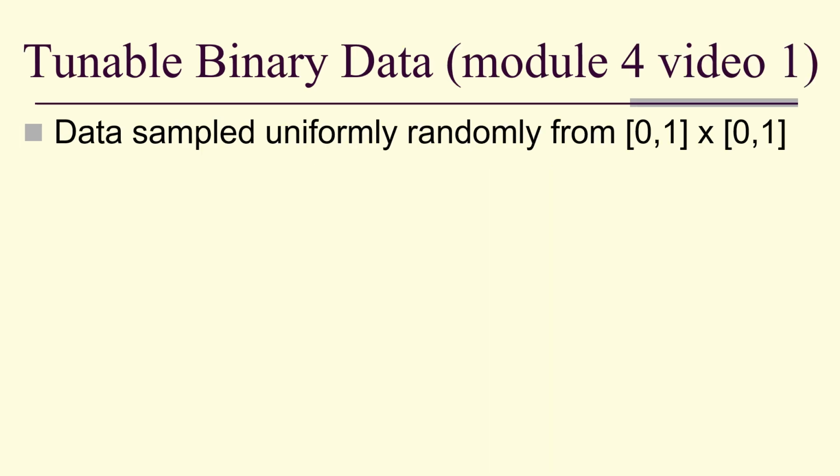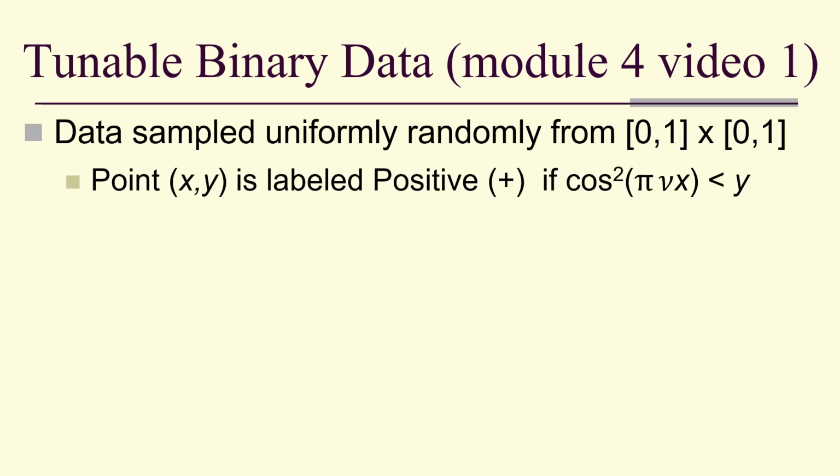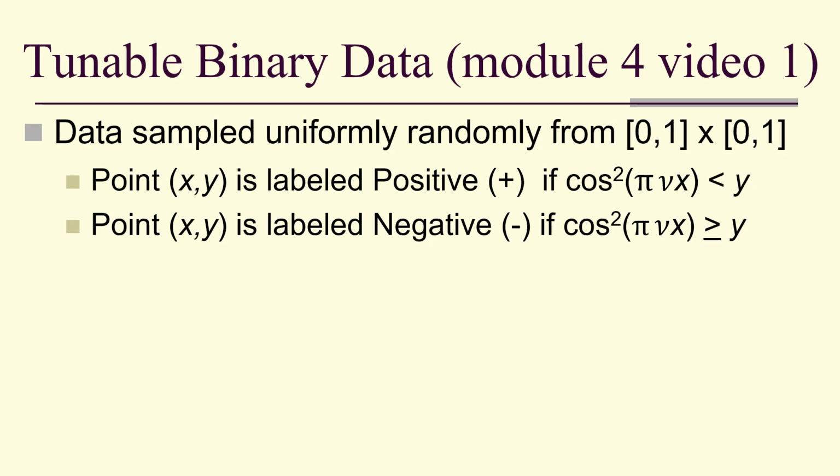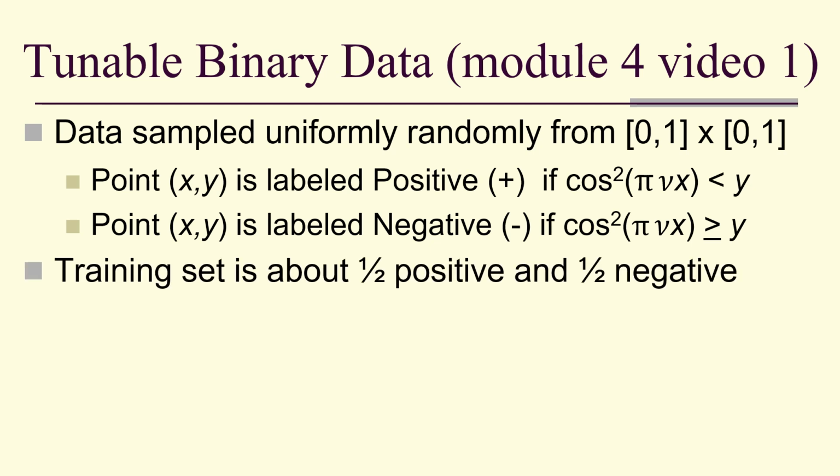For example, our tunable binary data, that was our first video in Module 4. Data sampled uniformly randomly from 0, 1 cross 0, 1. xy is positive if cosine squared of pi nu x is less than y. In other words, if the point is above the curve, y equals cosine squared pi nu x, then we say it's positive. Negative if the point's below the curve.